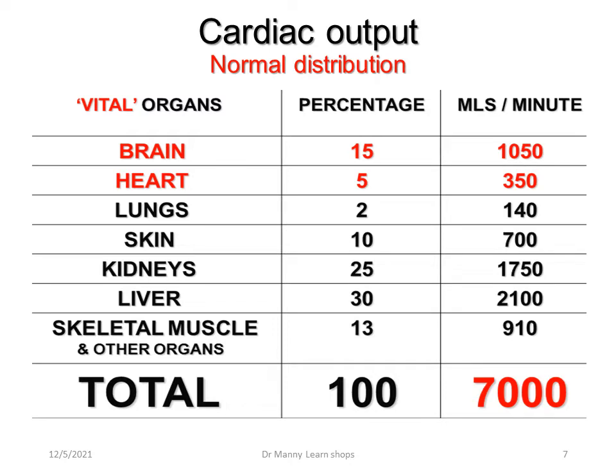In total, the cardiac output is approximately 7,000 mils per minute, of which the brain requires 1,050 mils, the heart 350 mils for normal functioning.